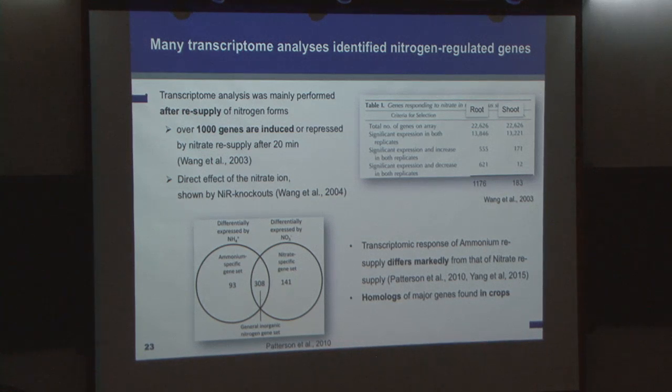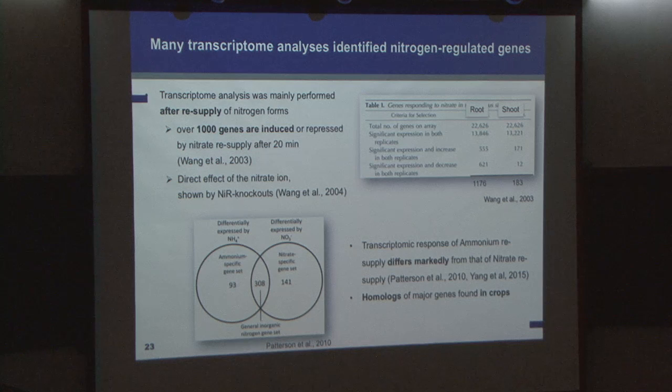So, for this resupply of nitrate, which was done first already 15 years ago or so, we learned that about 1,000 genes are induced or repressed relatively quickly, after 20 minutes. So, changing the nutrient solution of plants, putting plants from one pot to the other and having nitrogen in the other pot, significantly changed the expression of 1,000 genes after 20 minutes. And after 2 hours, it was 1,800 genes or so. So a lot of genes are quickly responding.